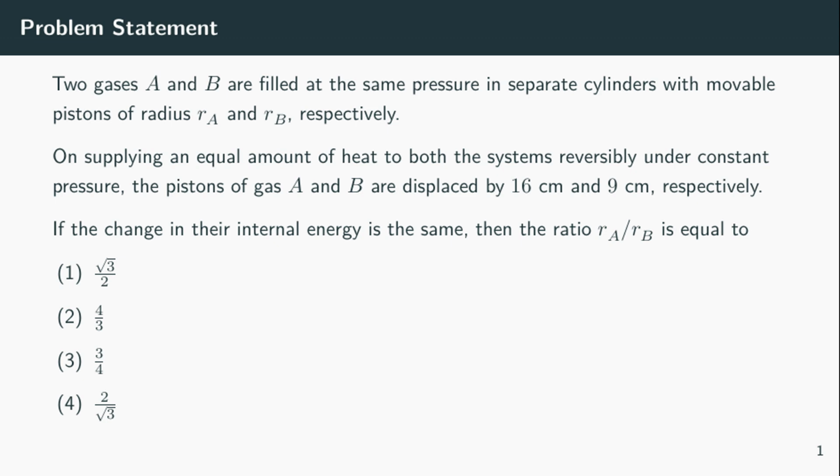Now we add the exact same amount of heat to both systems, and this happens reversibly under constant pressure. When we do that, the piston for gas A moves 16 centimeters and the piston for gas B moves 9 centimeters. They also tell us that the change in their internal energy is identical for both gases. Our goal is to find the ratio of the piston radii, that is Ra over Rb, and we have a few options to choose from.